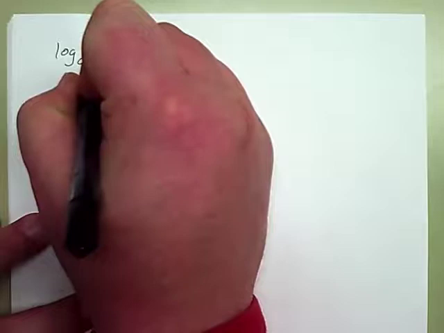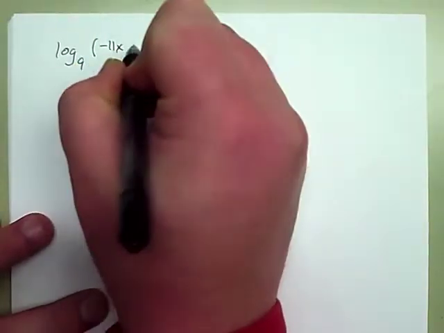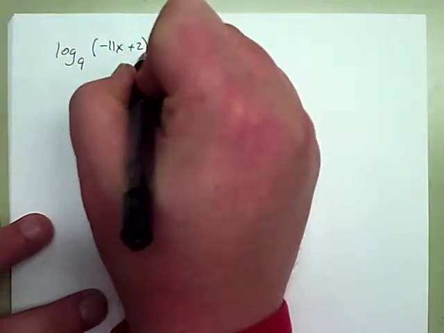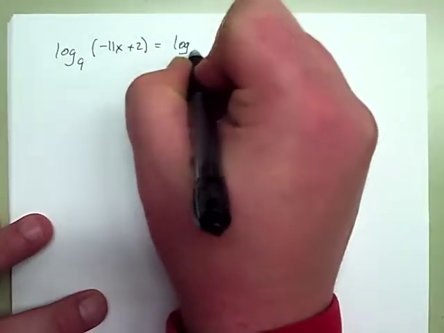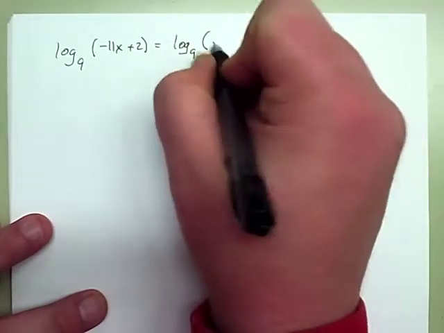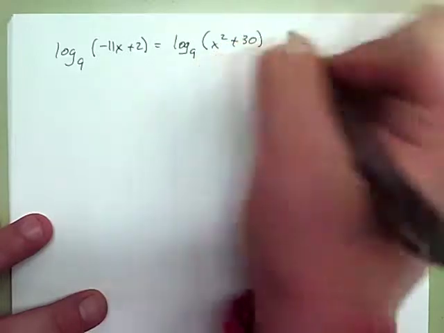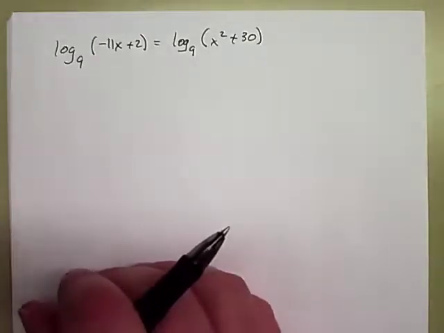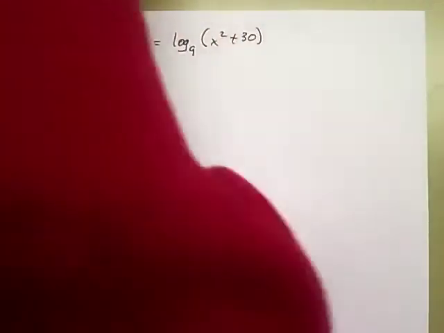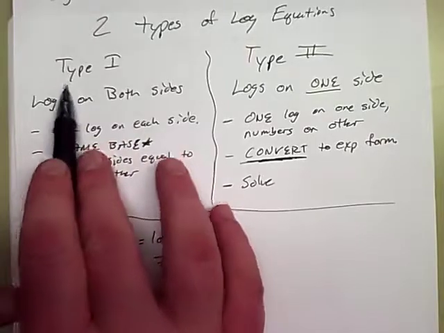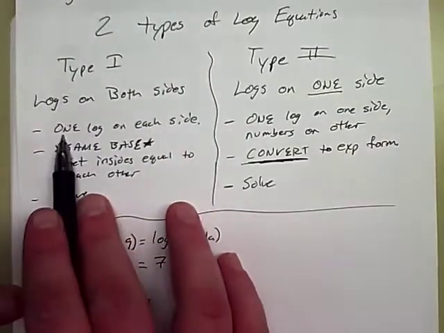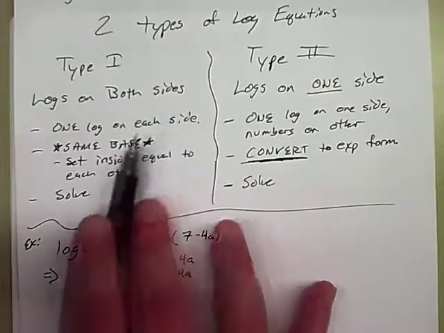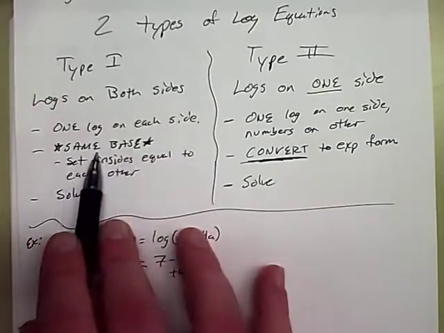Let's try log base 9 of negative 11x plus 2, and that's going to equal log base 9 of x squared plus 30. All right, so what type? Is this a type 1 or type 2? This looks like a type 1 because I have a log on both sides, and I have exactly one log on each side. So now I have to check, do I have the same base? And if I do, I'm going to set the insides equal to each other.